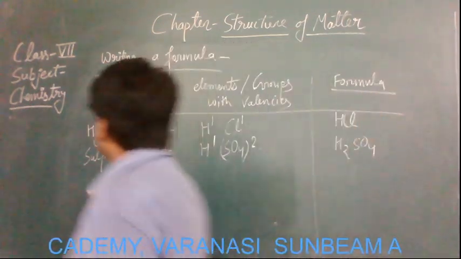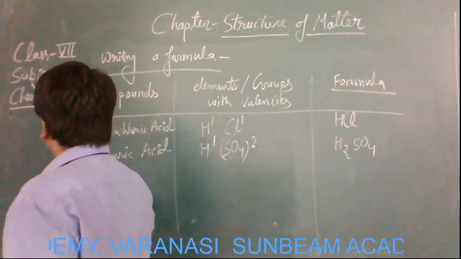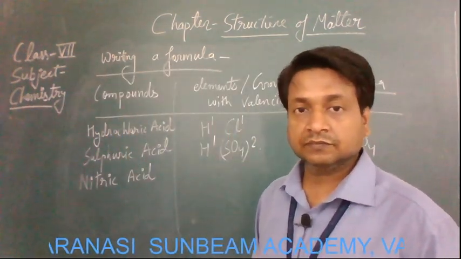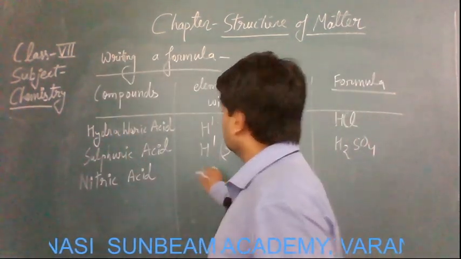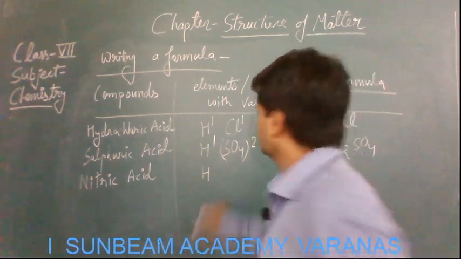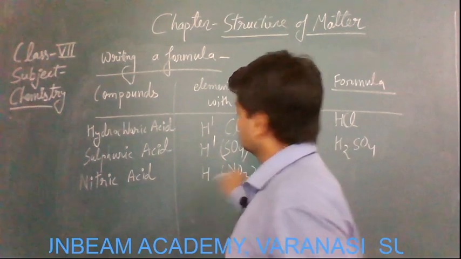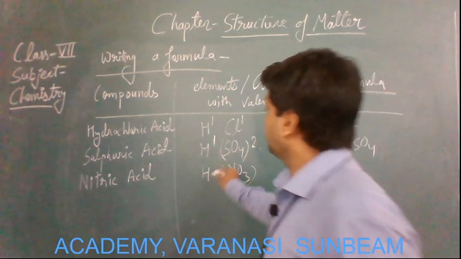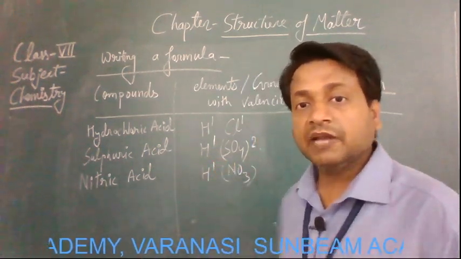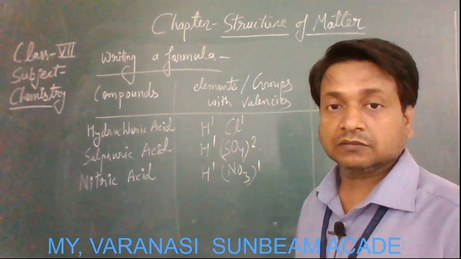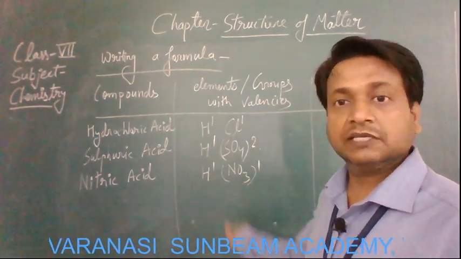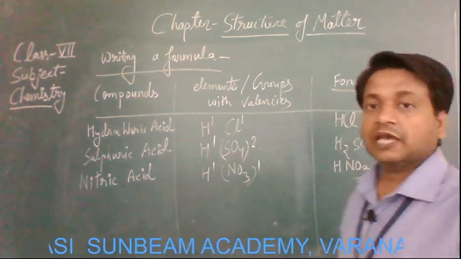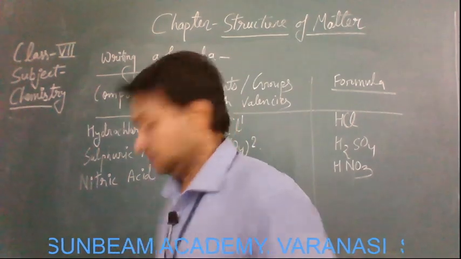Now the next example, nitric acid. The element hydrogen and the group nitrate is present in nitric acid. Now the valency of hydrogen is 1, valency of nitrate is also 1. Exchange the valencies and we'll get the formula, that is HNO3.